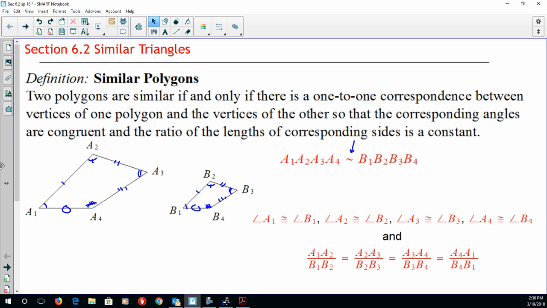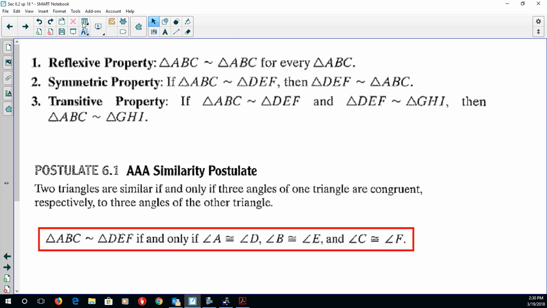Now, if you've got a quadrilateral here, then there are actually 8 things you have to look at. You have to look at the 4 angle pairs and the 4 ratios. If you've got similar triangles, you're just going to have 3 angle pairs and 3 ratios. Getting ahead of myself here.